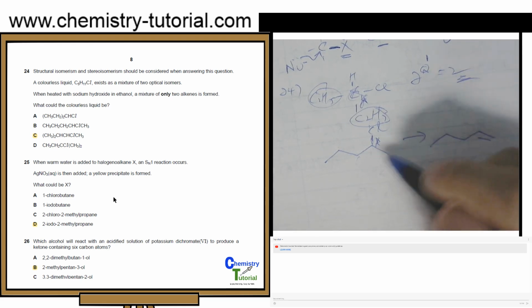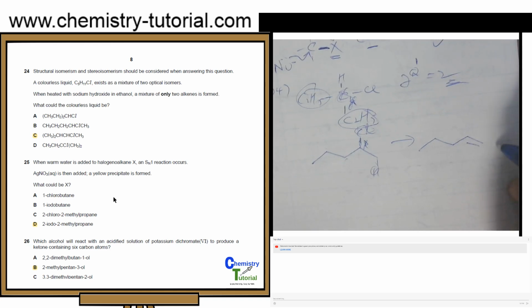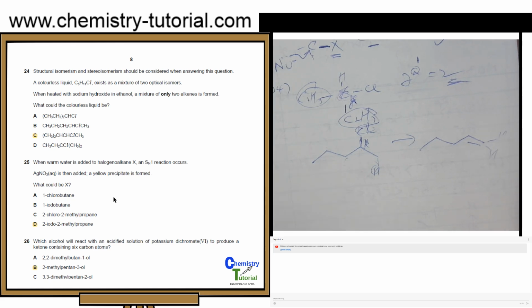You have this over here because there's an invisible H. You just remove it, so you get this. Do you have any cis trans over here? No, you don't, because you have two H that's connected, two identical groups attached to this carbon. So there's no cis trans over here. But you do have an alkene.